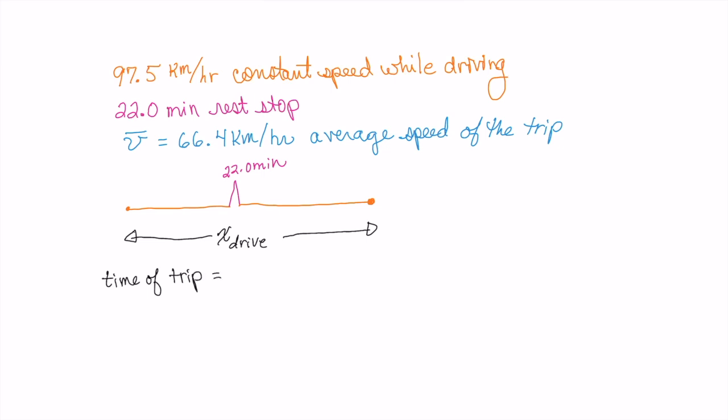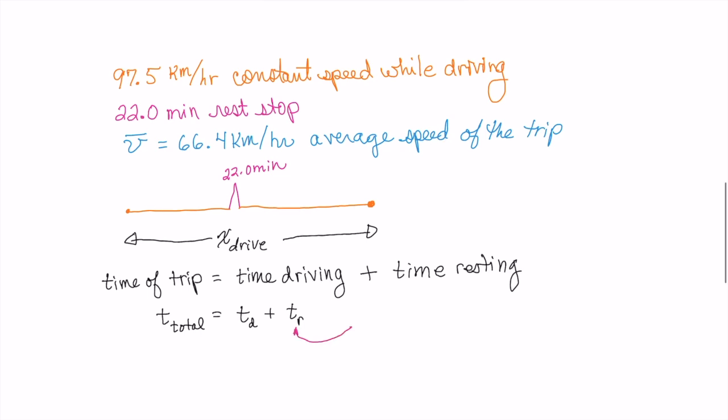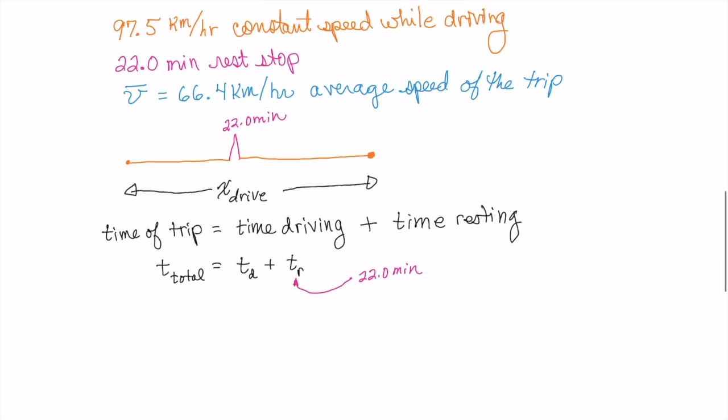Okay, next I'm going to write an equation relating the times in this problem. What I really have is the total time of the trip is going to equal the time that I spent driving plus the time that I spent resting. All right, and my velocities are in kilometers per hour, and my rest stop is in minutes. So I'm going to convert those 22 minutes into hours.